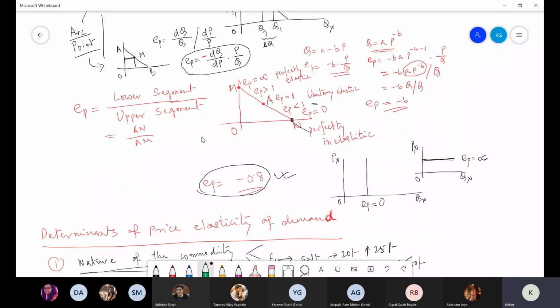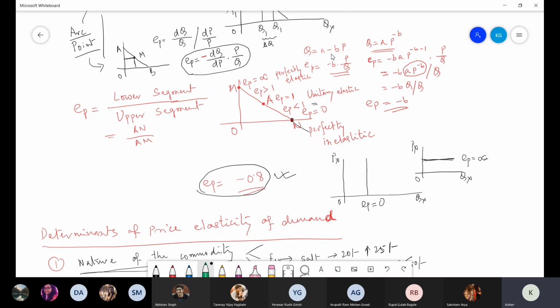Diagrammatically, another way of measuring elasticity, which is not usually followed, is lower segment by upper segment. When we measure elasticity at a particular point, it is nothing but lower segment by upper segment. If that point is the middle of the demand curve, then elasticity will be 1. This is called unitary elastic. If the point is on the x-axis, the elasticity value will be 0. It will be perfectly inelastic. If it is on the y-axis, elasticity value will be infinity. It will be called perfectly elastic. In between, between 1 and 0, it is called relatively inelastic. If it is more than 1, it is called relatively elastic.